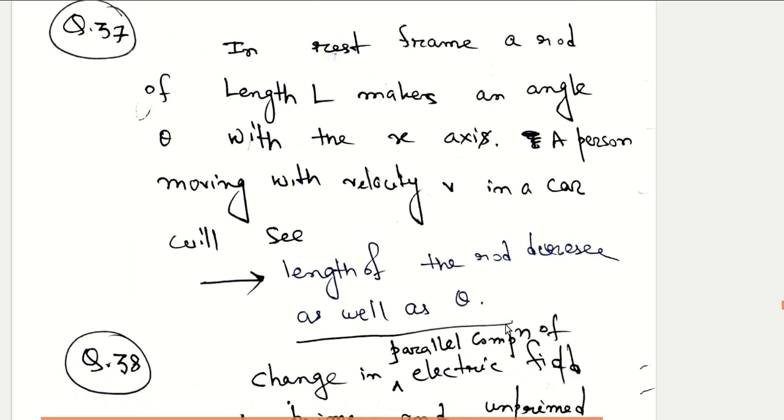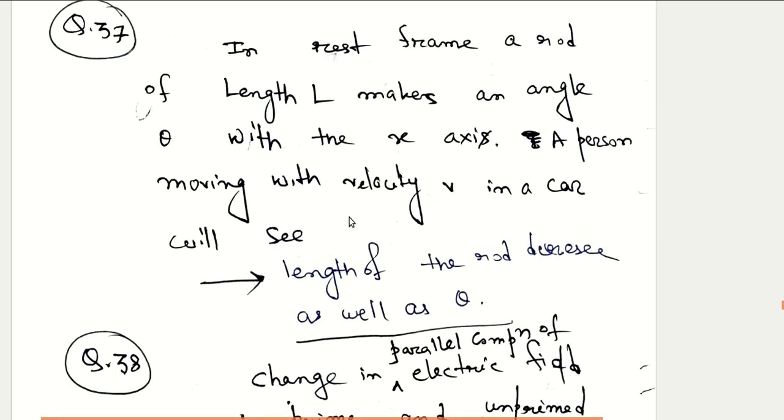Now the 37th question was: in the rest frame a rod of length L makes an angle theta with the x-axis, and a person in a moving frame, in a car moving with a velocity v, needs to find the rod's length and angle.